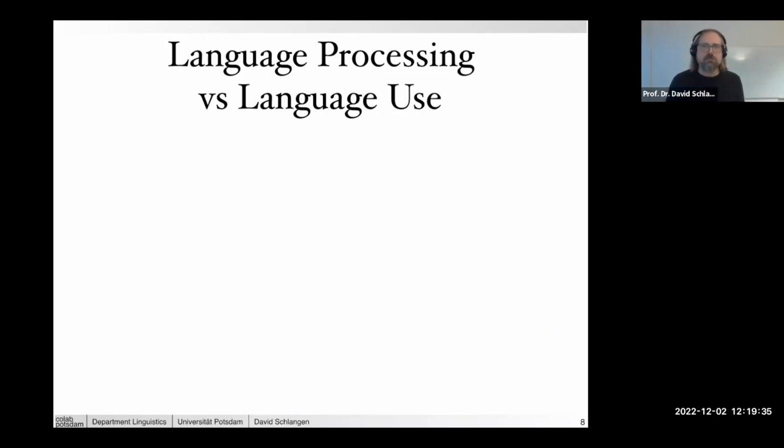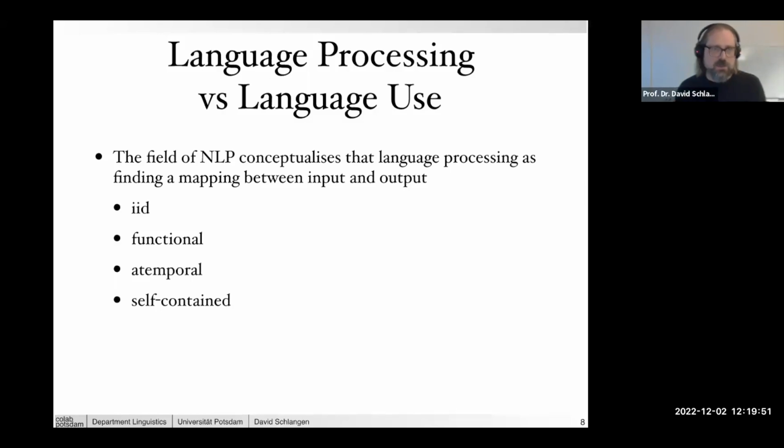So, my hunch, at least my claim, is something that I've been developing for a while, is this: one part of the problem here is there's a conceptual difference between language processing and language use. So language processing, NLP, conceptualizes the task as finding a mapping between an input and an output. And for technical reasons, we want this to be IID, the individual instances independent and identically distributed. So basically, we want this to be context-free, right? The individual task instances have nothing to do with other task instances.